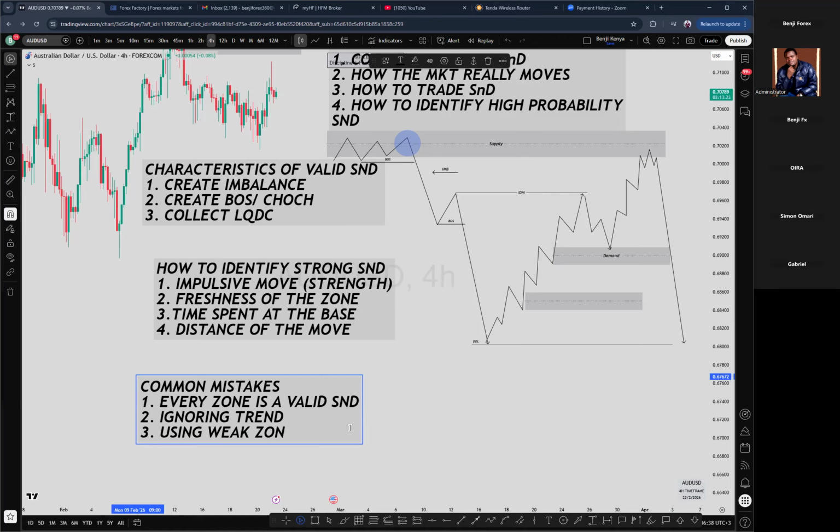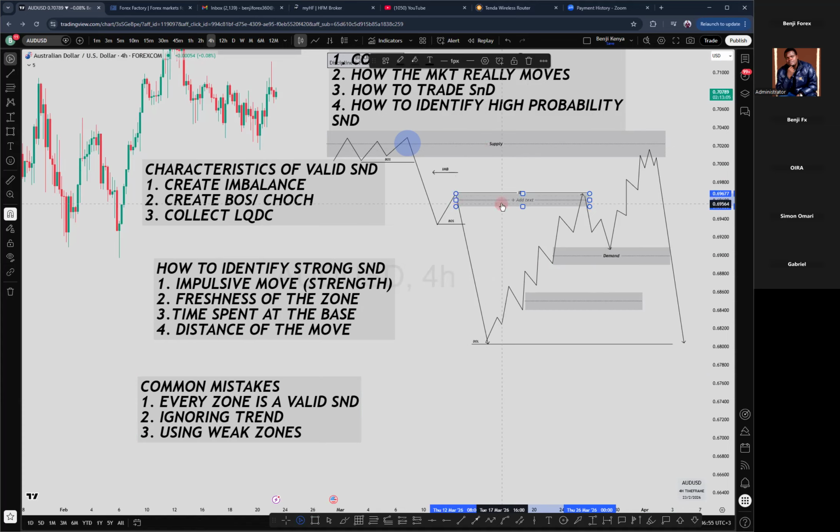Using weak zones. It's important. Like the one that is here. This is a weak zone. Yes, you have observed the trend is sells, but now you want to sell from this particular zone. This is a minor zone. This is a weak zone, and this is the strong supply zone that we actually have. So don't trade from these weak zones.